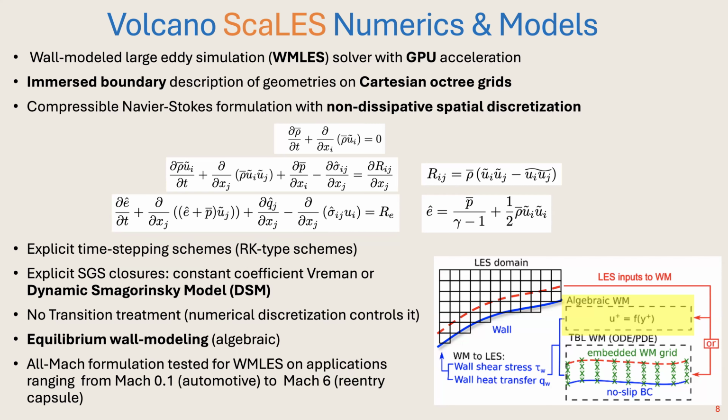We have no transition treatment. It's an issue for many wall model LES, but here the numerical discretization completely controls the transition. And we have algebraic equilibrium wall modeling, and we have also tested the numerical scheme. It's an all Mach number formulation, and to our experience, it has no problem in terms of robustness, from Mach 0.1 for automotive to a Mach 6 re-entry capsule that we tested ourselves. We have some users who tried Mach 8 and they seem to have no problem with it.